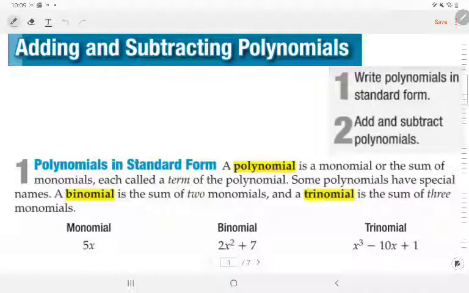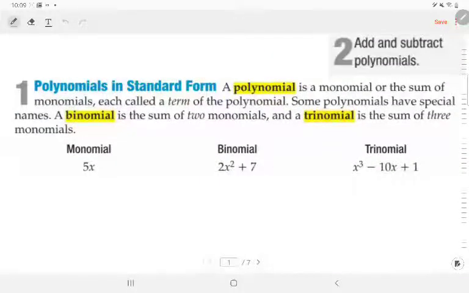All right, today we're talking about adding and subtracting polynomials. Today we're just going to write polynomials in standard form. Tomorrow we're going to add or subtract polynomials. So a polynomial is a monomial or the sum of monomials, each called a term of the polynomial.